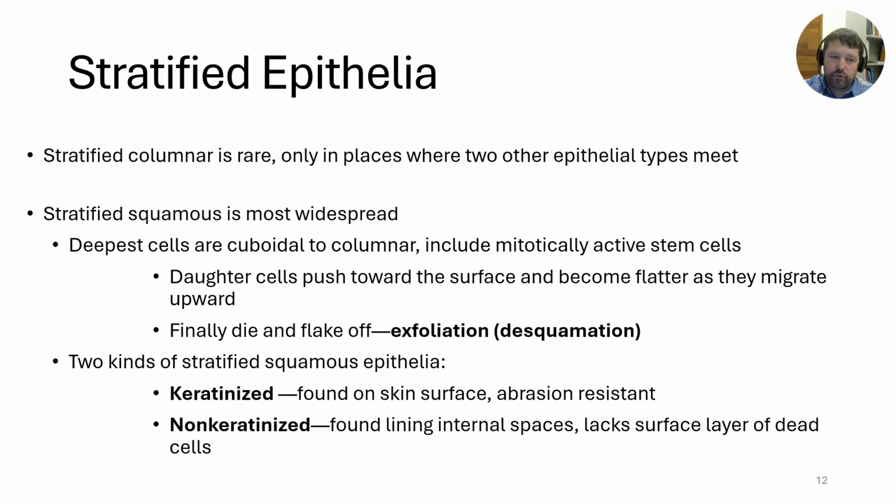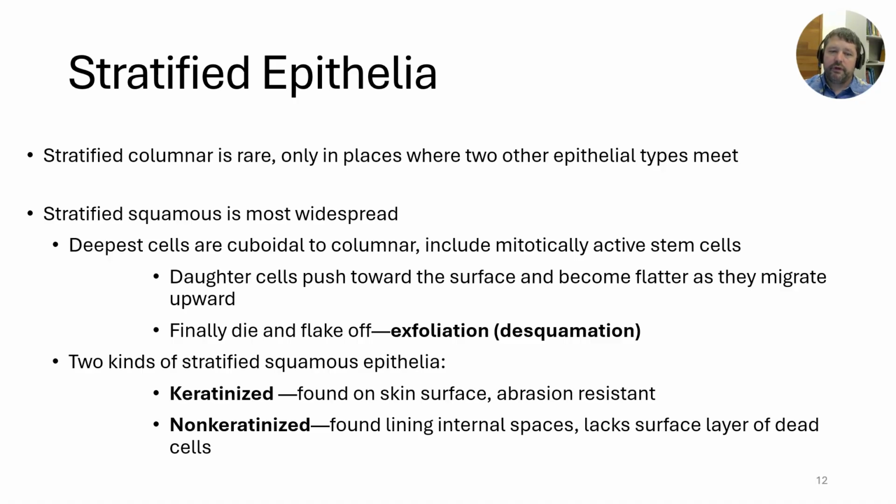Okay, there are two main kinds of stratified squamous epithelial, one in which keratin is being deposited. Okay, so we call them keratinized. Okay, and so this creates an abrasion resistance. Okay, and then the non-keratinized.